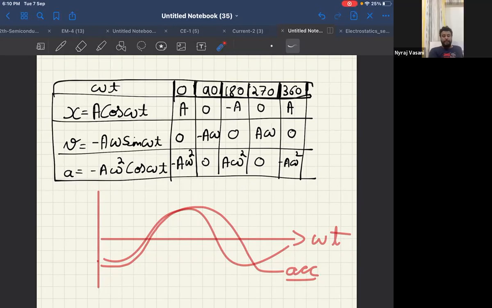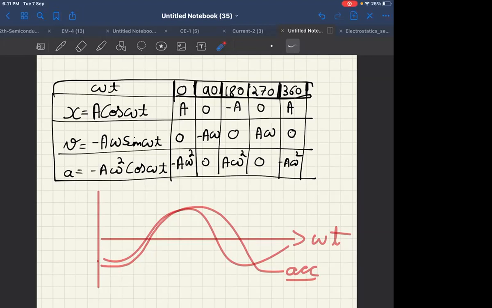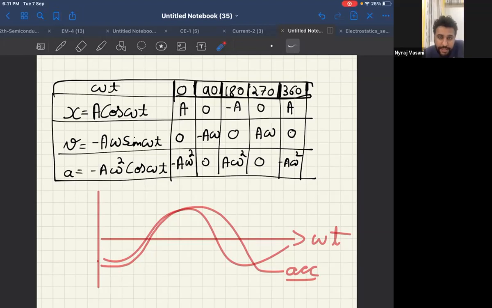It will be the same. Therefore, can I say in oscillation, the phase difference between displacement and velocity is pi by 2. Phase difference between velocity and acceleration is pi by 2. And phase difference between displacement and acceleration is pi.